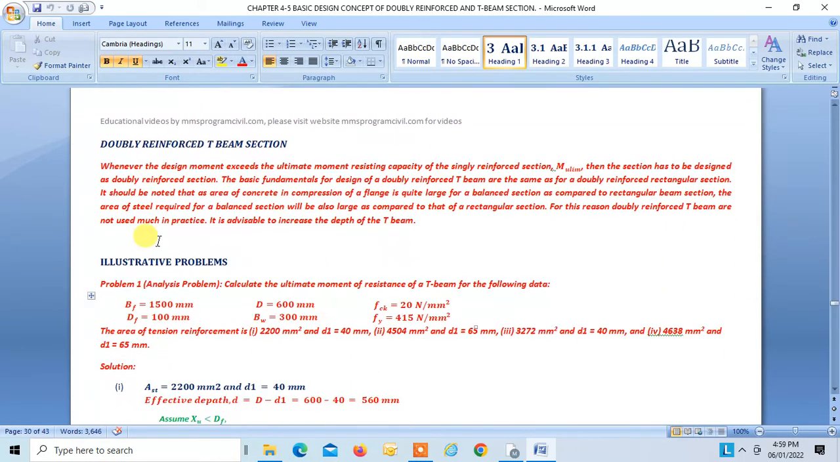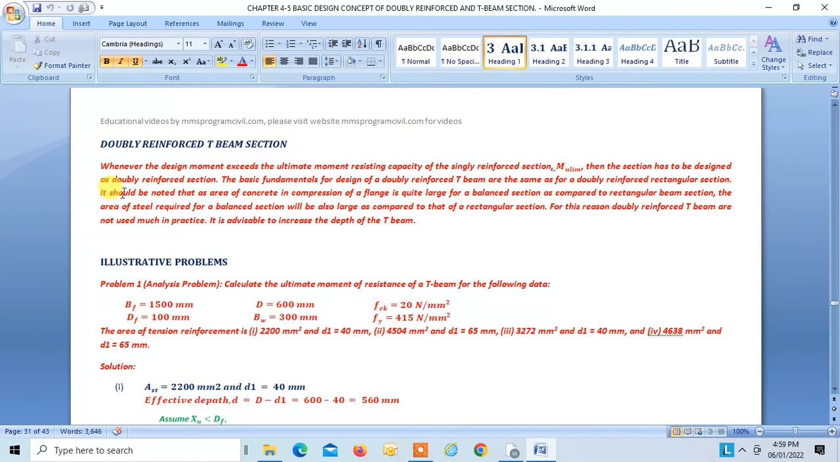Now, doubly reinforced T-beam sections. Whenever the design moment exceeds the ultimate moment resisting capacity of the singly reinforced section, MU limit, then the section has to be designed as a doubly reinforced section. The basic fundamentals for design of a doubly reinforced T-beam are the same as for a doubly reinforced rectangular section.